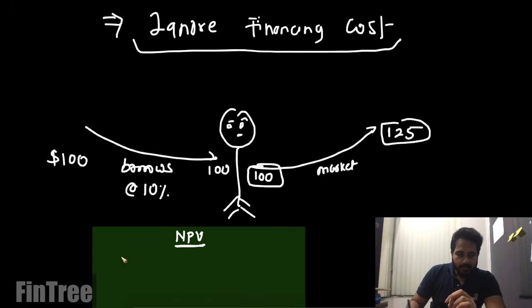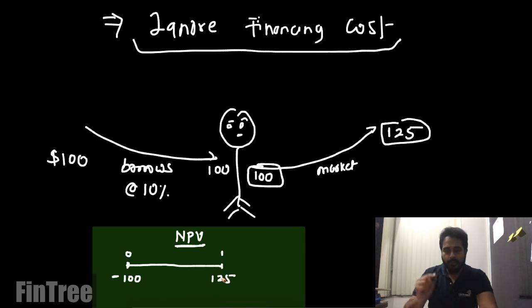When we are calculating NPV, what are we going to do? Observe here. We will draw a timeline. On the timeline, time 0 is minus 100, time 1 is 125. These are the cash flows we are going to insert into the cash flow function of the calculator, and it will ask us for the discount rate. That discount rate we will keep as 10%. So I want you to do this super fast and tell me what the NPV number is. I'm going to do this along with you.